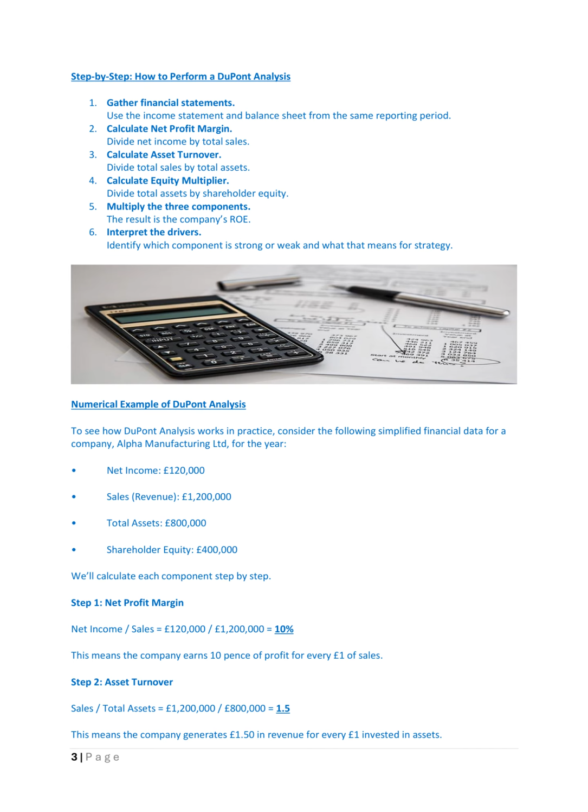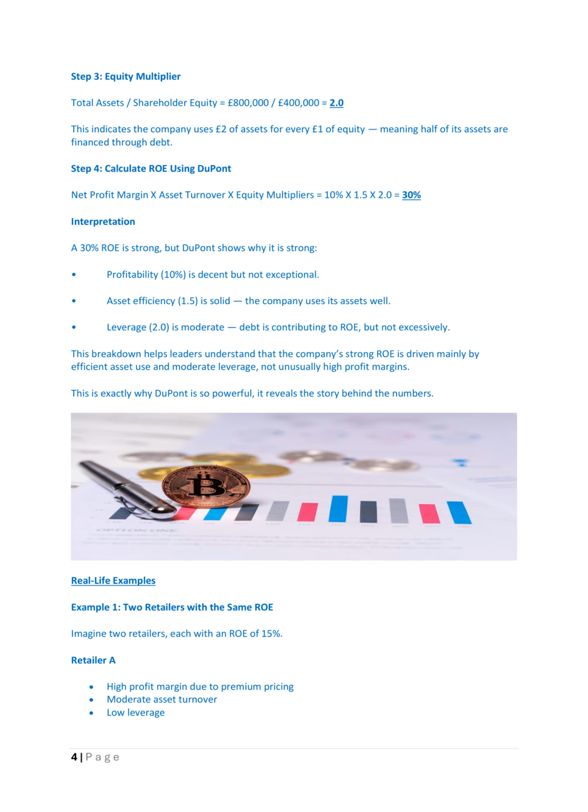The equity multiplier is calculated by dividing total assets by shareholder equity, which in this case is 800,000 divided by 400,000, giving us 2.0. This means the company uses £2 of assets for every £1 of equity, indicating that half of its assets are financed through debt. When we calculate the return on equity, or ROE, using the DuPont formula, we multiply the net profit margin by the asset turnover and the equity multiplier. Here, that's 10% times 1.5 times 2.0, which equals 30%.